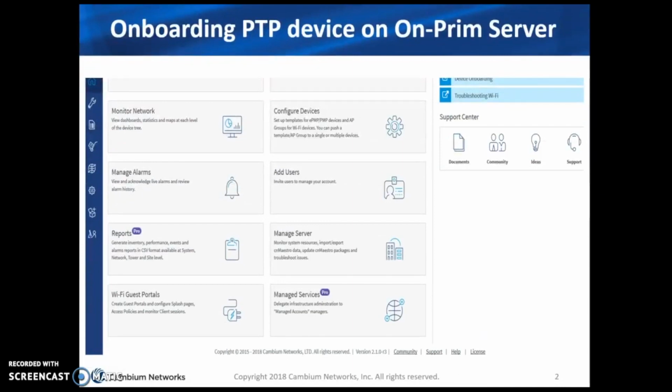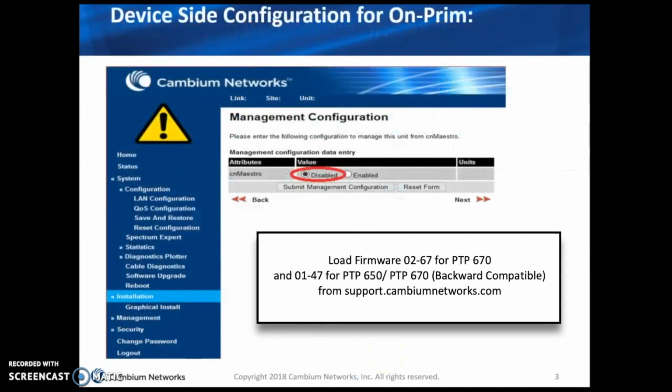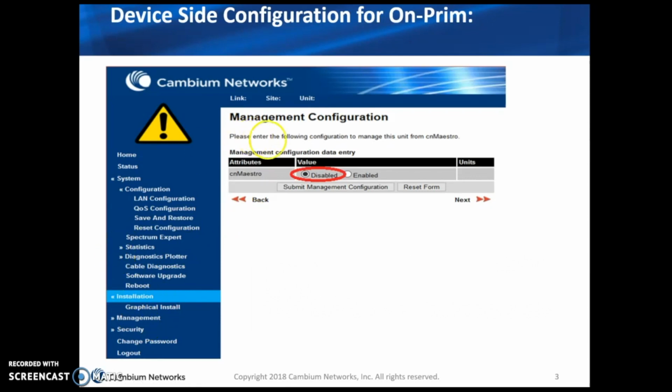So in the first example, let us see how to onboard a PTP device using an on-premise server. And this on-premise server is running with the latest version 2.1.0 R3. Let's get into the PTP device and configure the cnMaestro server. Click on the installation page and run the wizard, and under management configuration, you can see the cnMaestro server by default is disabled.